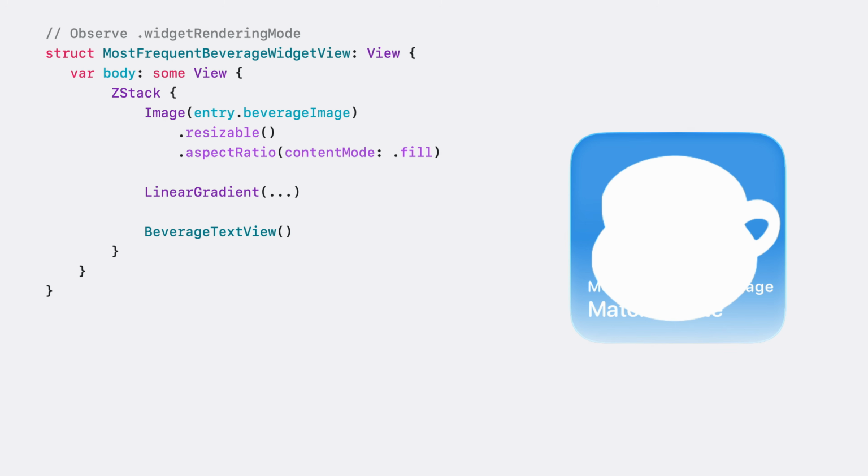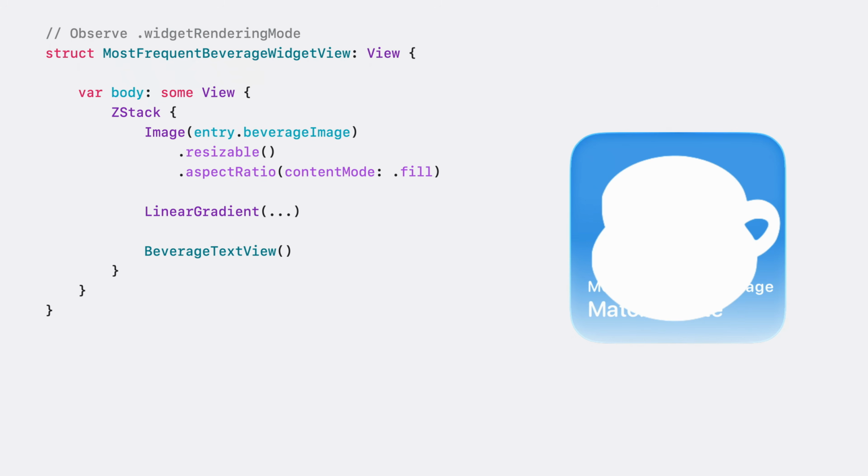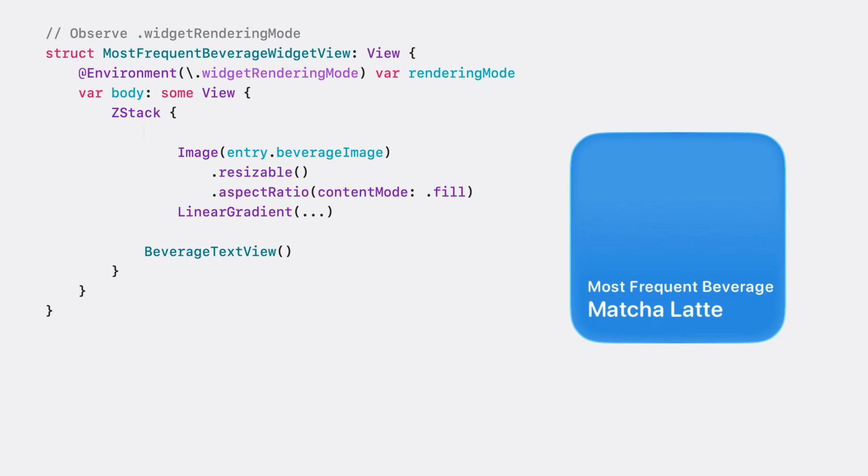Here is my widget's view. I have a Z-stack with the beverage image, the gradient, and then the text view. First, I'll add the widget rendering mode environment variable to my widget view. I'll conditionally display the large image and linear gradient only if the widget is being rendered in full color.